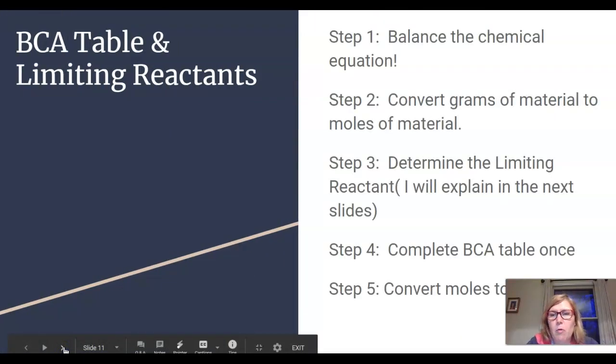Go through the same steps as before. Balance the chemical equation. Convert grams of material to moles. Remember, the only thing that can go in a BCA table are moles. Step 3, determine the limiting reactant, and I'll explain that in the next slide. And then step 4, complete the BCA table once you determine the limiting reactant. Convert moles to grams because most of the problems are going to ask you for your final answer to be in grams. Remember, in order to go from moles to grams, you have to multiply by the molar mass.